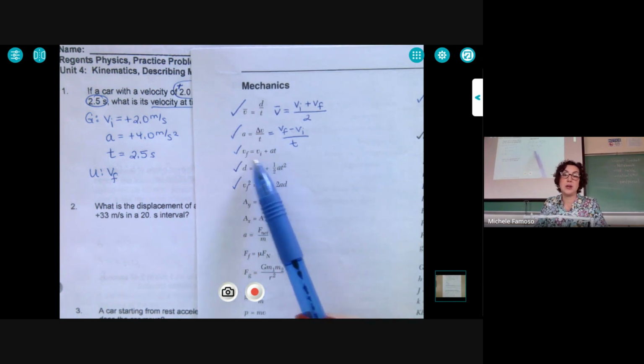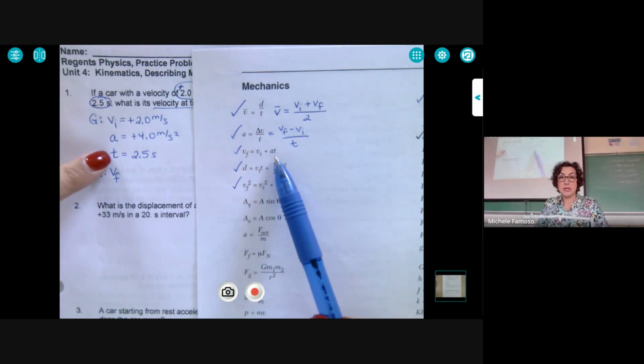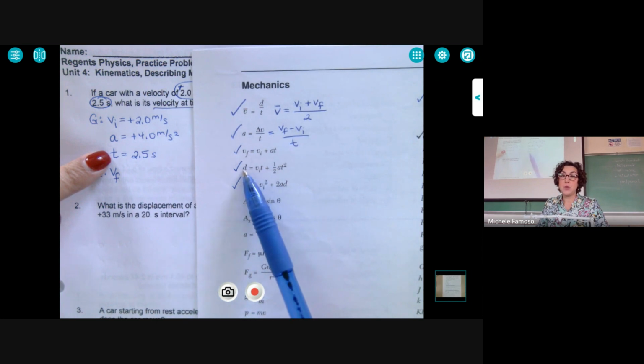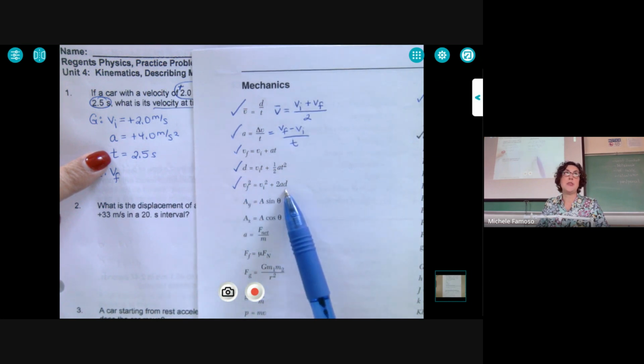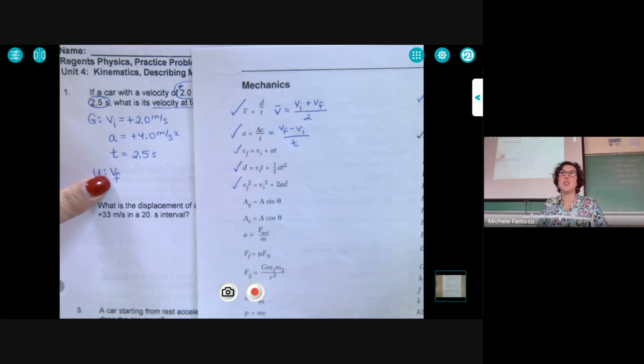This one here is perfect. It has the VF and the VI in my list. It has the A in my list, and it also has the T. So that's the equation I'm going to work with. I would not pick either of these 2 equations because both of them have a D value in them. I don't have a D in my list, so it's no good.